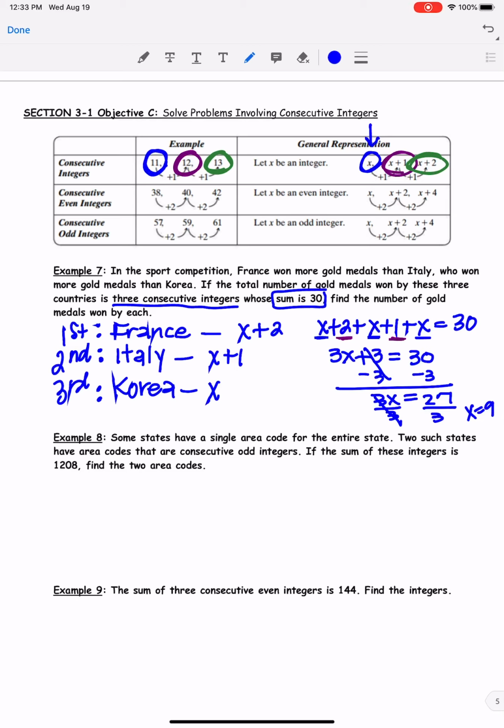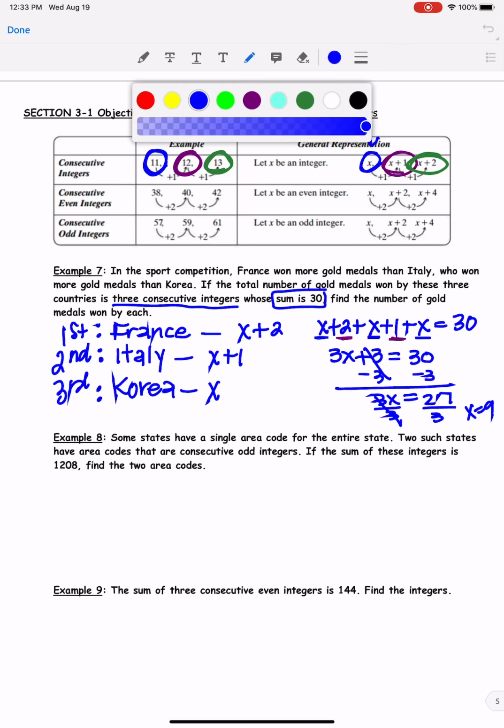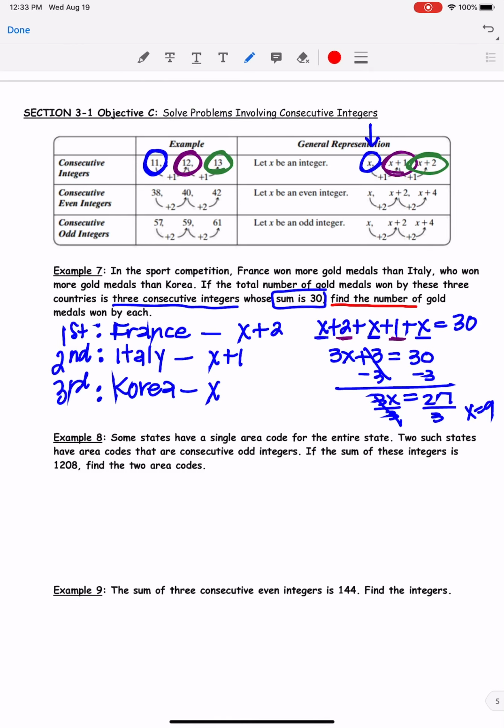Now that's not my final answer, because what does this problem ask me to do? It asks for me to find the number of gold medals won by each. So if I know x is 9, plug everything back in. So if Korea is X, then this means Korea won 9 medals. If Italy is X plus 1, that means we have 9 plus 1. So they have won 10 medals. And if France is X plus 2, we're going to put a 9 in for X, and that means that they won 11 medals.